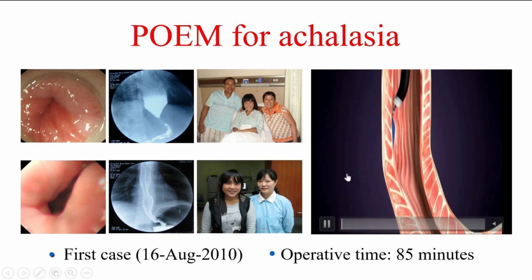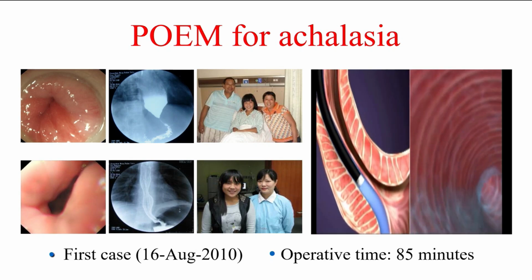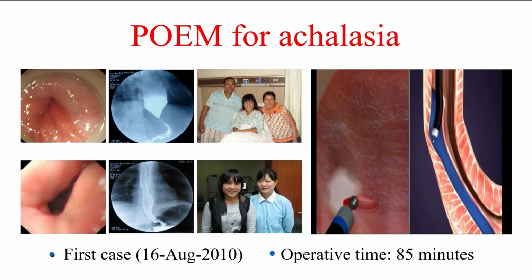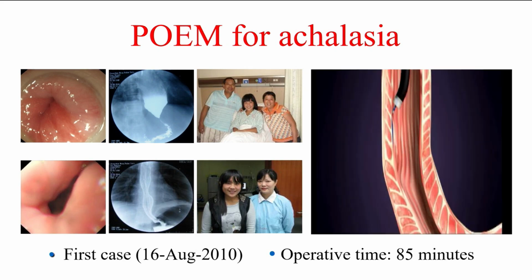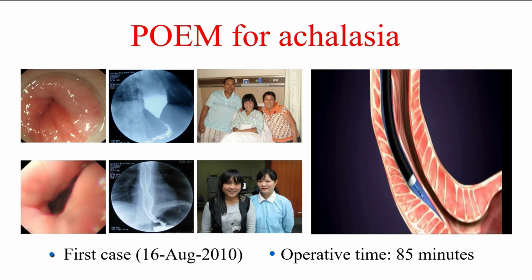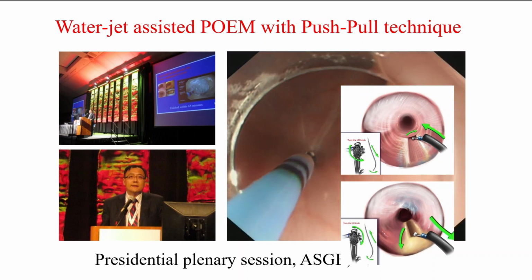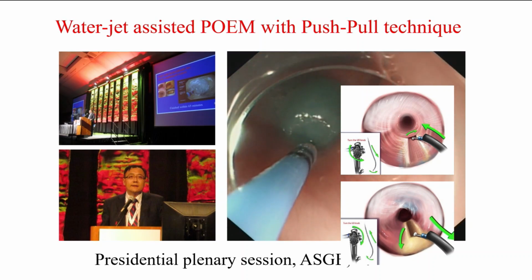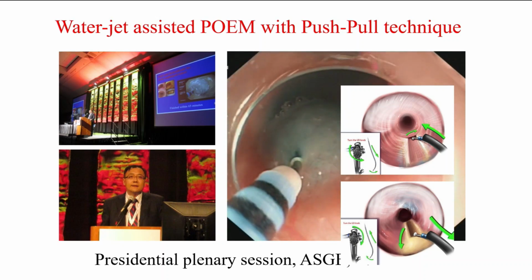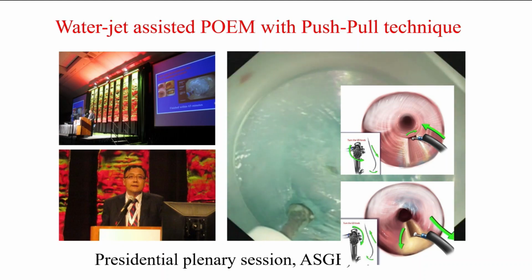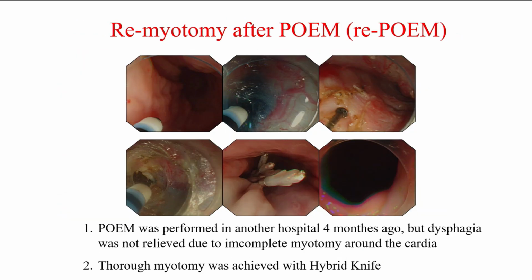With this third space, we can cut the circular muscle and the longitudinal muscle around the EG junction. After the procedure, we can see the tight EG junction become loose very dramatically. At DDW 2012, we first reported water jet assisted POEM with a push and pull technique. With the push and pull technique, we can shorten the procedure time to just 30 minutes.